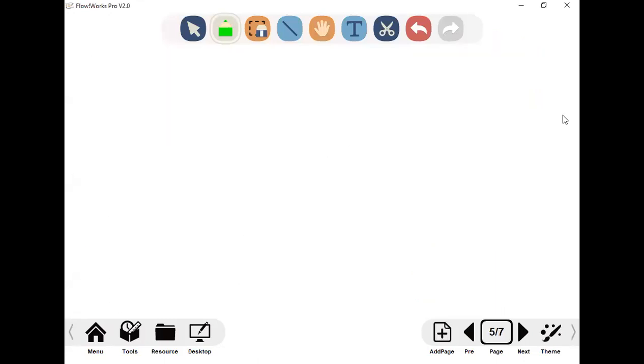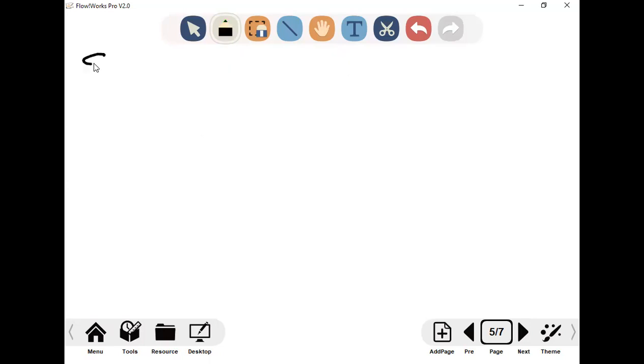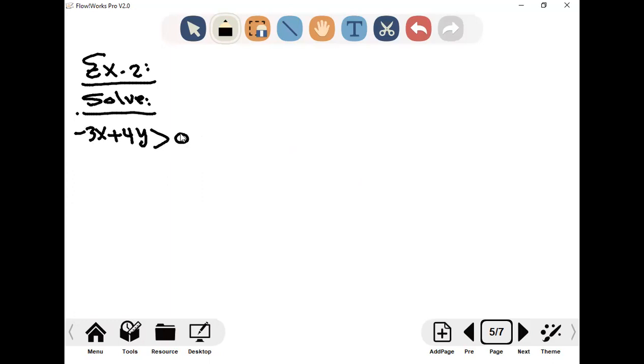Let's go to example 2 together. Example 2. Solve by graphing the two inequalities: -3x plus 4y more than 0, and the second one, 3x minus 4y more than or equal 8.